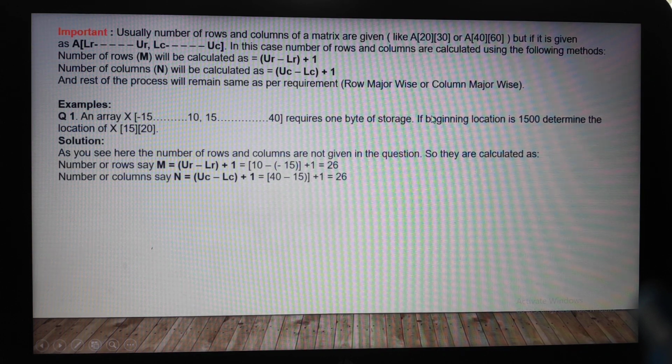Each element requires 1 byte of storage. If the beginning location is 1500, determine the location of x 15, 20. So here, as you see, the number of rows and columns are not given in the question, so they are calculated. The number of rows m is ur minus lr plus 1, that is 10 minus minus 15 plus 1, that is 26, and the number of columns is uc minus lc plus 1, that is 40 minus 15 plus 1, which is equal to 26. So you will have to keep this in mind before attempting any question related to address calculation.